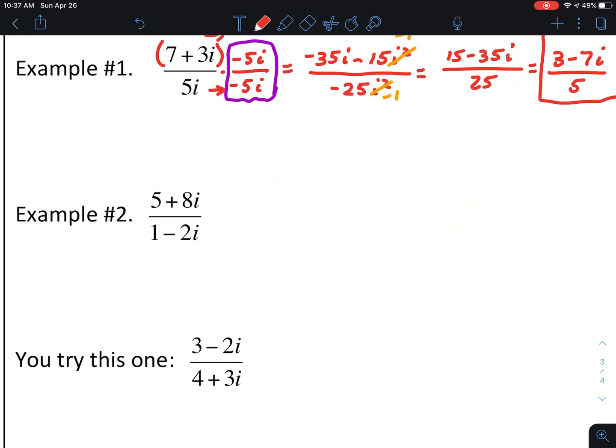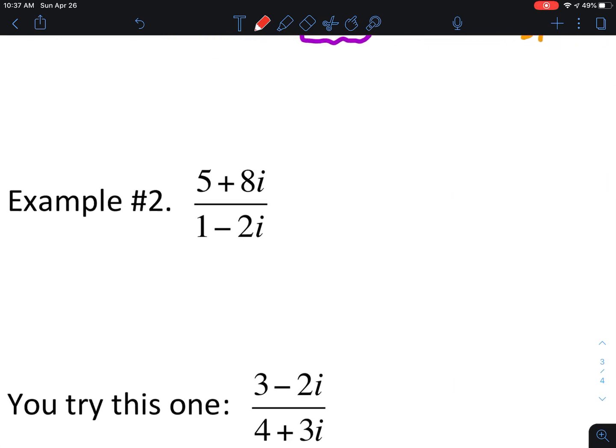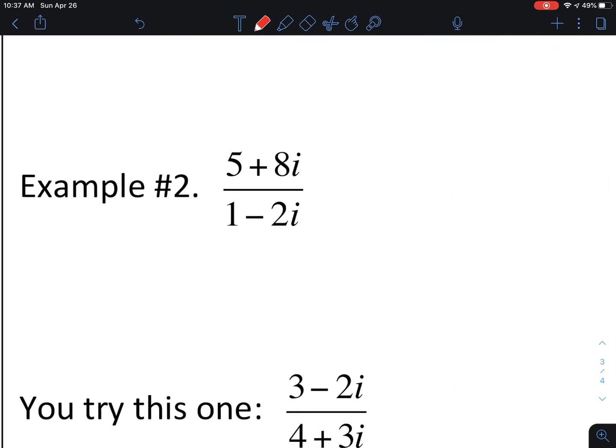All right, we're going to do a couple more of those because I know this can be kind of confusing. So in example number two, the denominator is now a binomial. So we have to use the complex conjugate of 1 minus 2i. What is the complex conjugate of 1 minus 2i? 1 plus 2i. So I just switched the sign. That means I'm going to multiply both the numerator and the denominator by 1 plus 2i. 1 plus 2i over 1 plus 2i. There's our equivalent of 1 fraction.